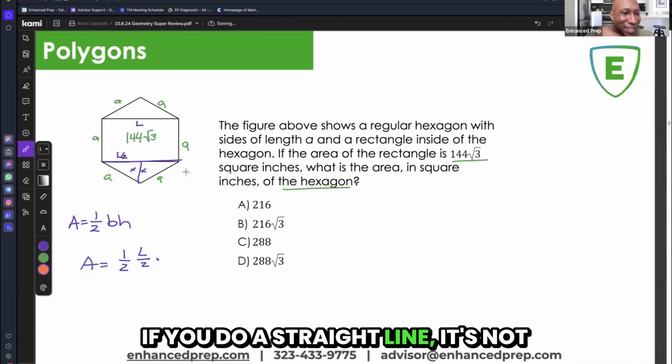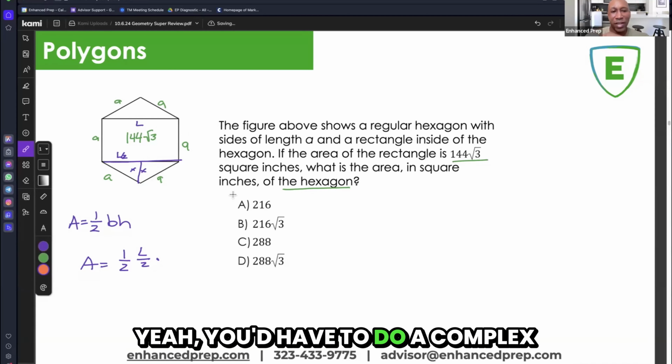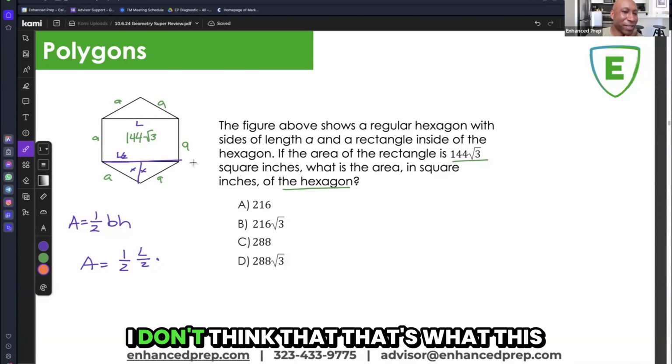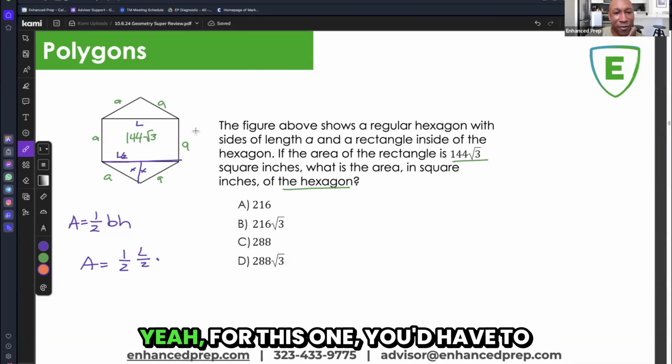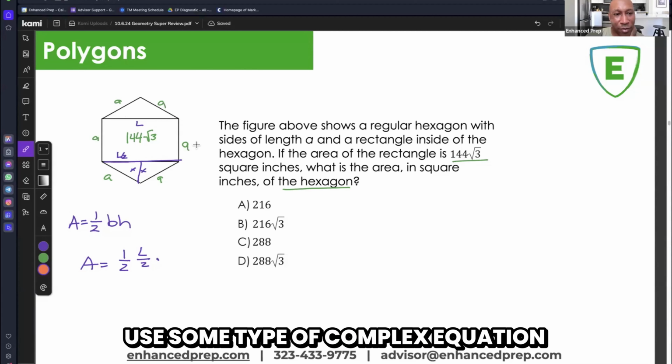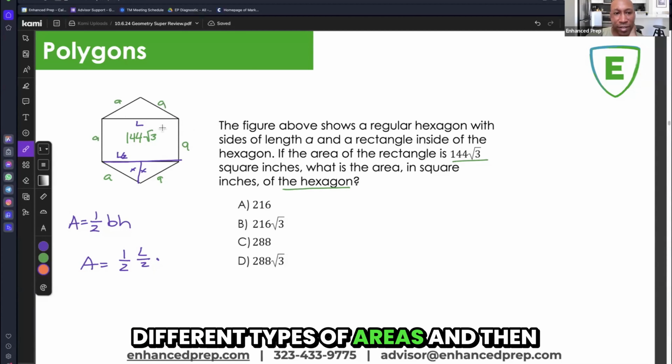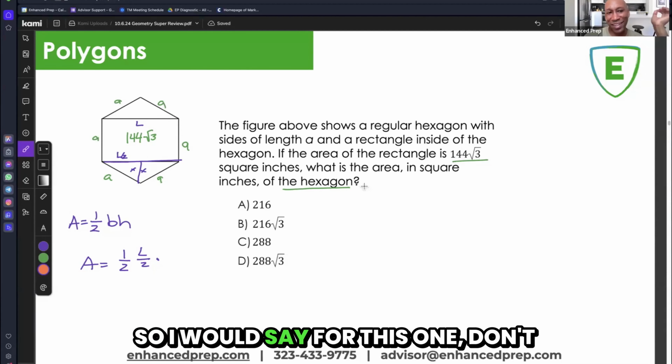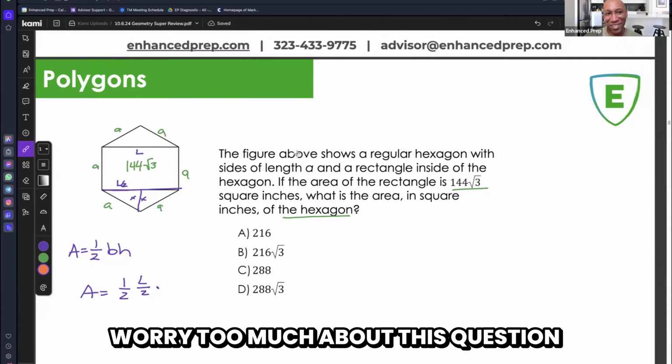If you do a straight line, it's not going to help you out. You'd have to do a complex equation for this one, and I don't think that's what this one was supposed to be doing. You'd have to use some type of complex equation where you're setting up the different types of areas and then relating those that way. So I would say for this one, don't worry too much about this question for now.